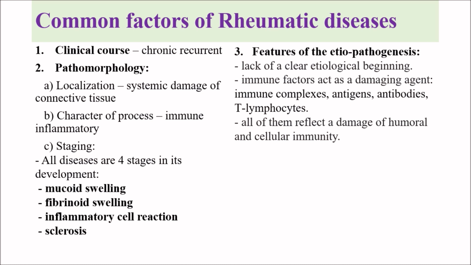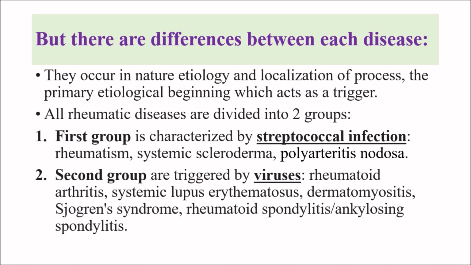First, the lack of a clear etiological beginning. The immune factors act as damaging agents here: the immune complexes, antigens, antibodies, T lymphocytes, and all of them reflect the damage of humoral and cellular immunity. But there are differences between each disease. They differ in nature, etiology, and localization of the process. The primary etiological beginning acts as a trigger.